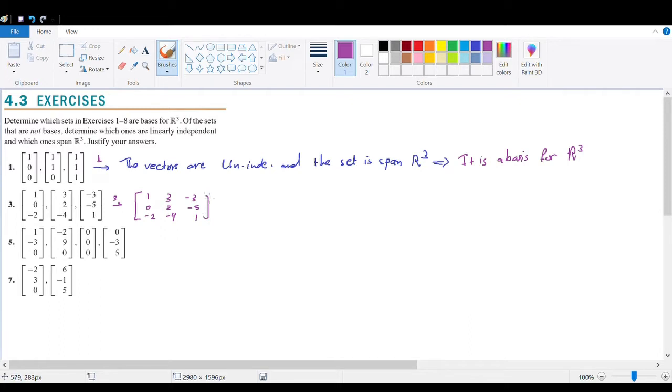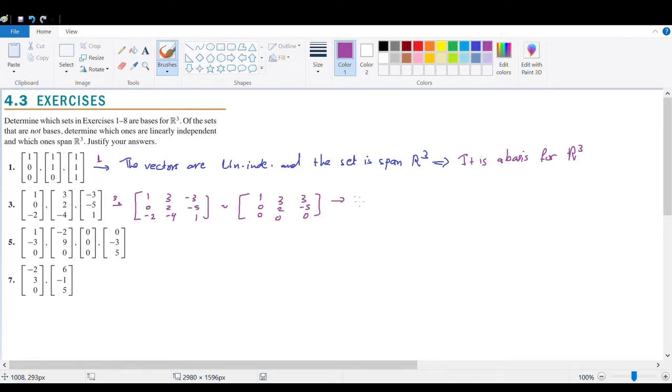If we do 2 row operations, row 3 equals row 1 plus row 3, and row 3 equals minus row 2 plus row 3, we get the new matrix, which is 1, 0, 0, 3, 2, 0, and 3, minus 5, 0. It is clear here that not every column is a pivot column, and we only have 2 pivot rows. That means it does not span R3 and the columns are not linearly independent. So from here we conclude it is not a basis for R3.